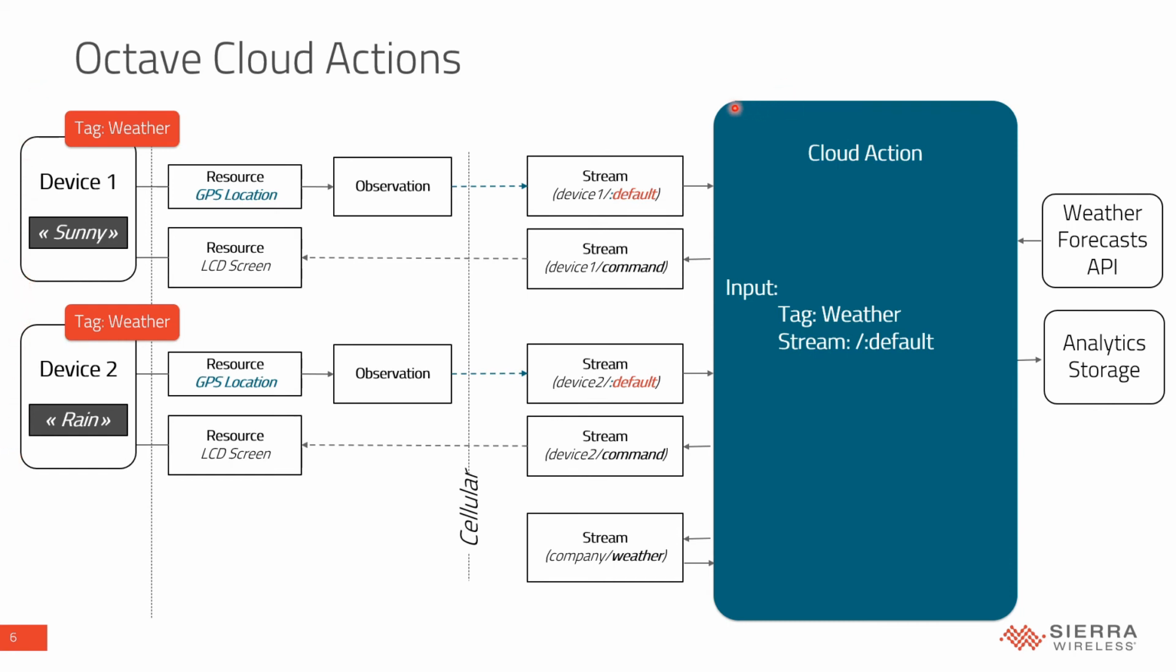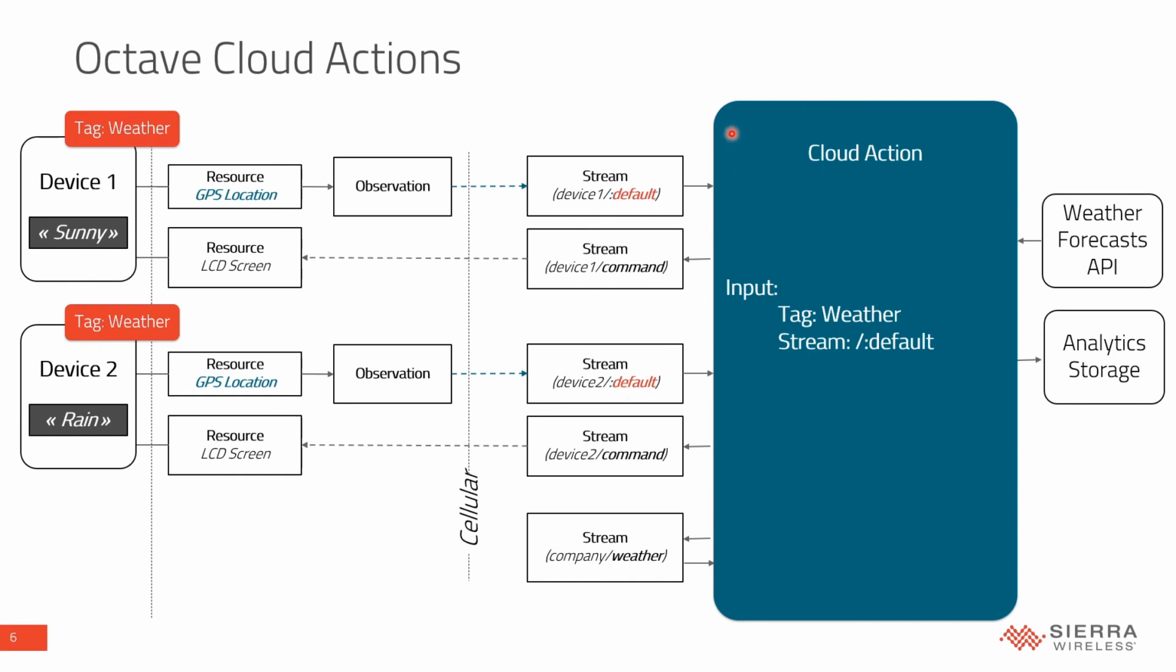How do you have a cloud action handle multiple devices? For that, we use tags. We're going to tag our devices, for instance here with a tag called weather, and we're going to configure the cloud action so as to pick up events in any stream from devices which have the weather tag and reporting data in the default stream.